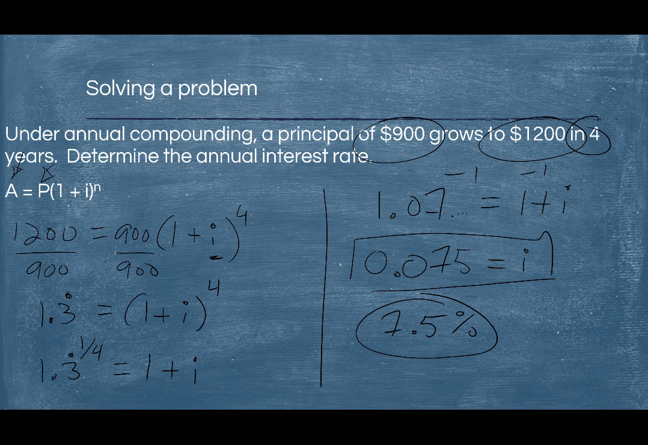You could have used, over here, if I just switch to red for a second, instead of going to the power of 1 over 4, I could have done the 4th root to solve for that, and it would have given me the same amount. Anyways, that's how you can solve a problem using interest rates.